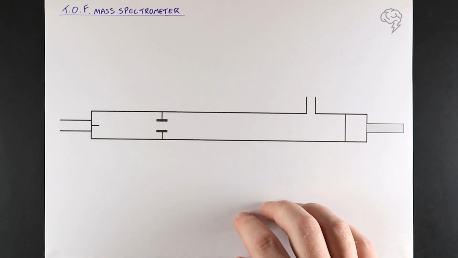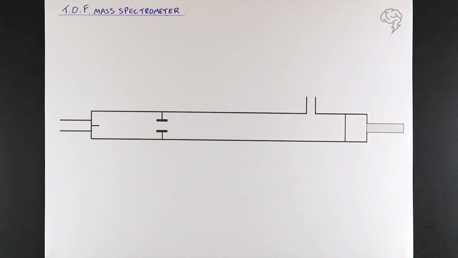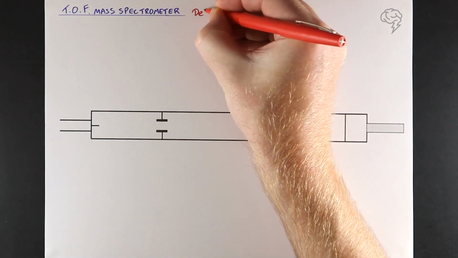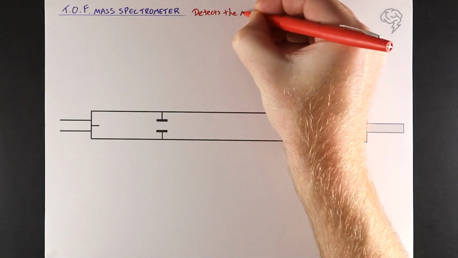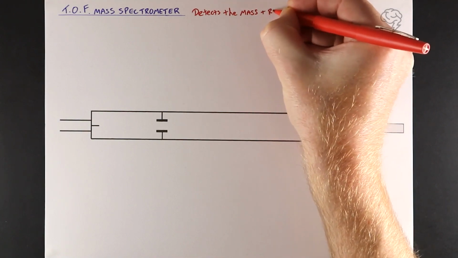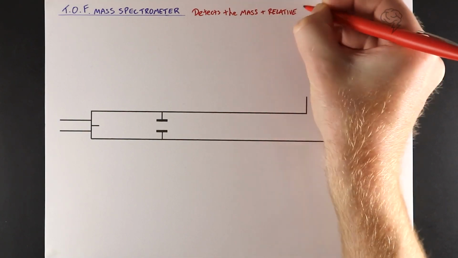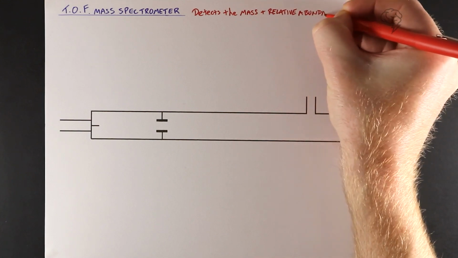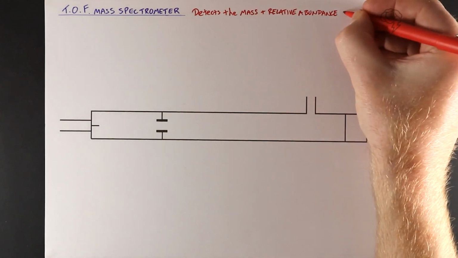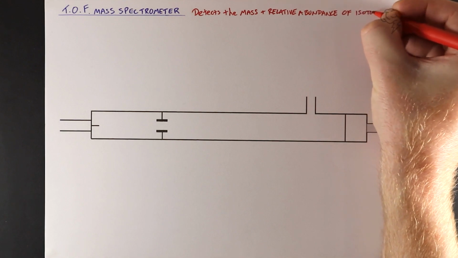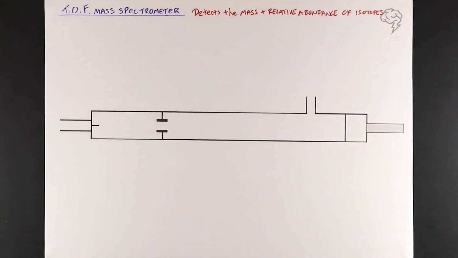So time of flight mass spectrometer, what does it do? Well, in one sentence, it does two things. It detects the mass and the relative abundance of isotopes. So if you put in a sample of an element, it's going to tell you what isotopes you've got, in other words, what the masses of those isotopes are, and it's going to tell you relatively how much of each isotope you have. Okay, so really, really clever bit of kit.